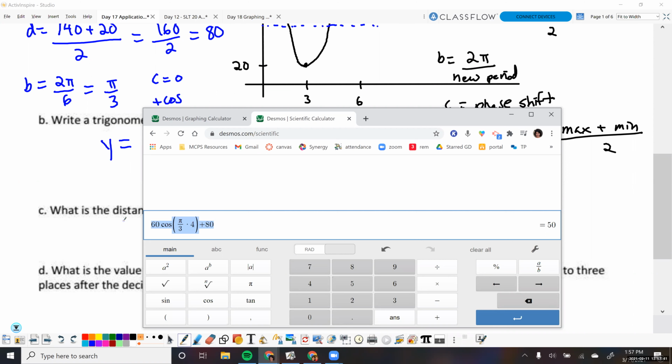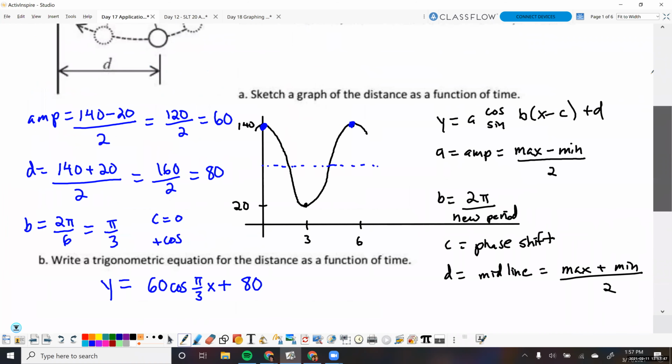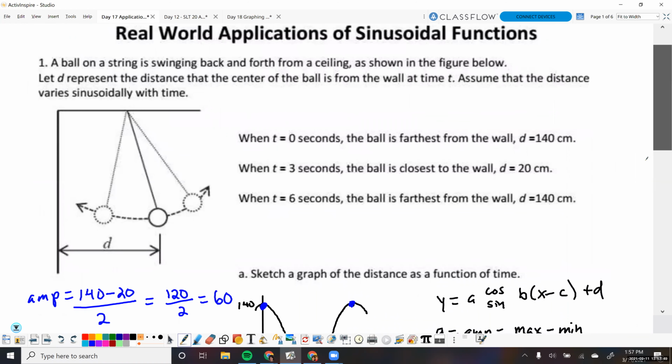All right, so we've got 50 exactly. Centimeters? I feel like it's centimeters, but I could be wrong. Centimeters.